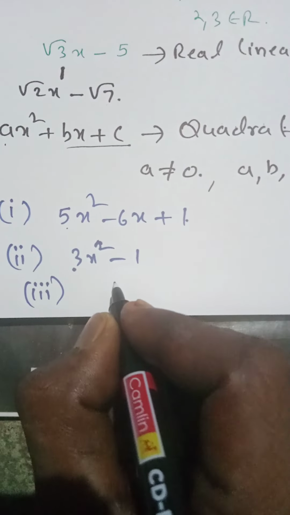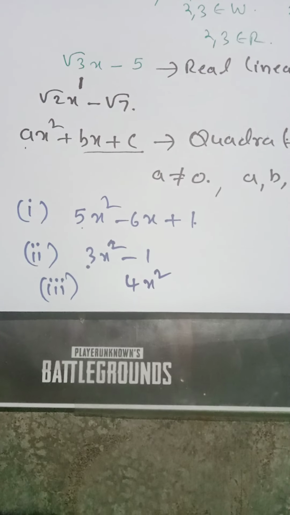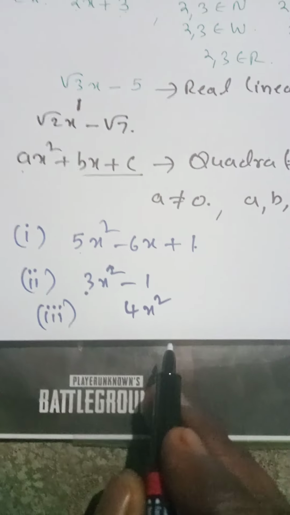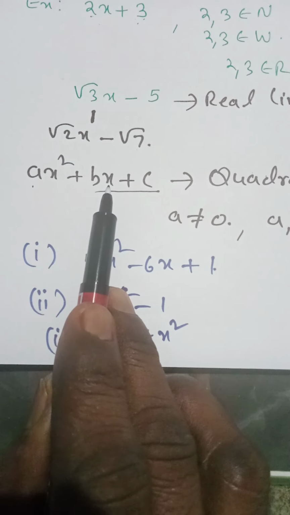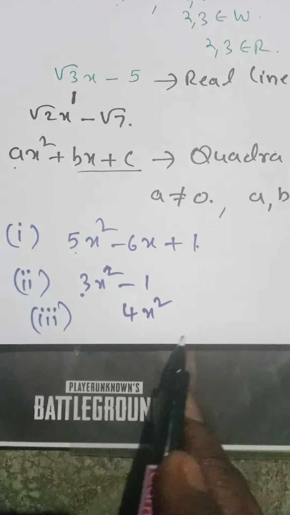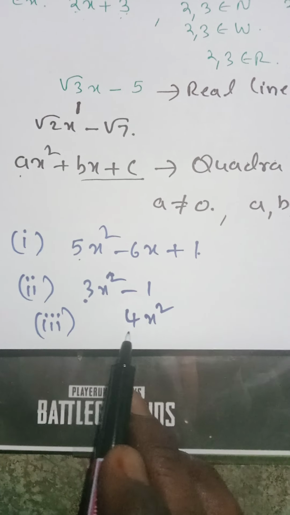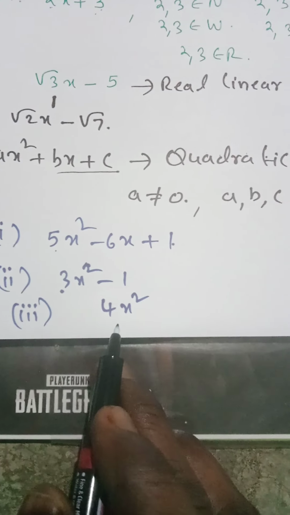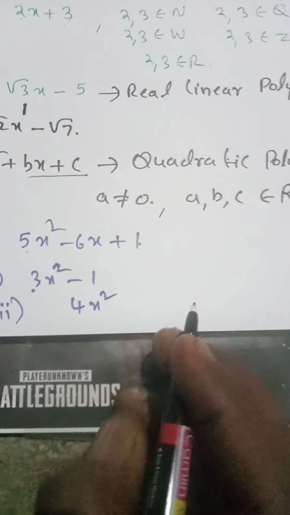If I take only the quadratic polynomial in this form, here in this form we do not have the terms x power 1 and x power 0, the constant term. Only the x square term is present. This type of quadratic polynomial we call a monic quadratic polynomial.